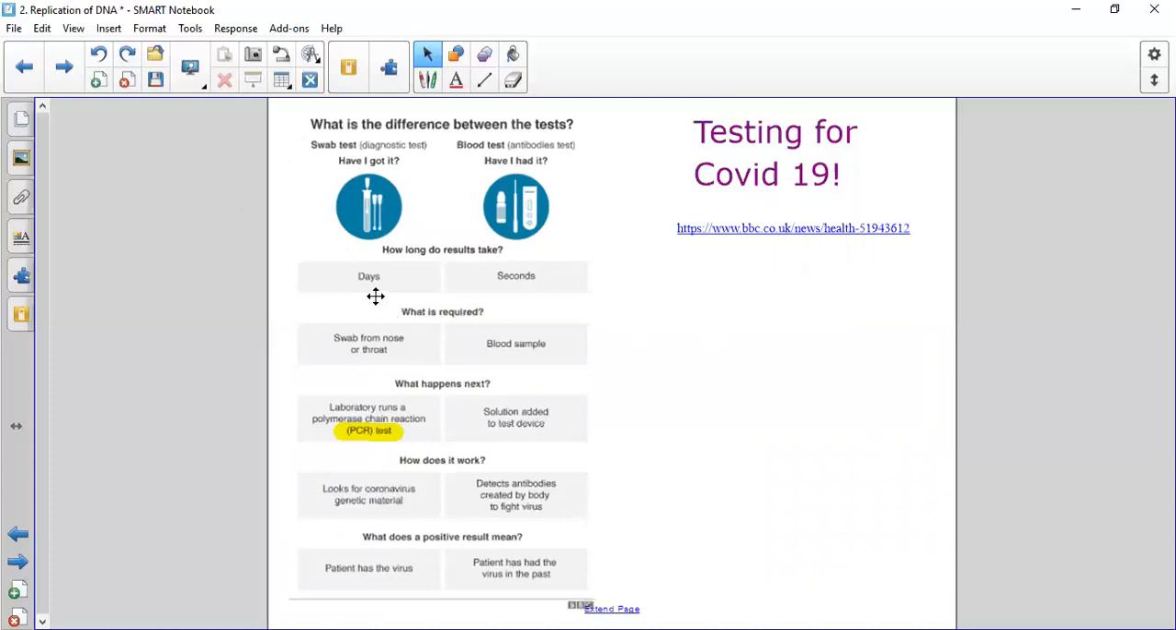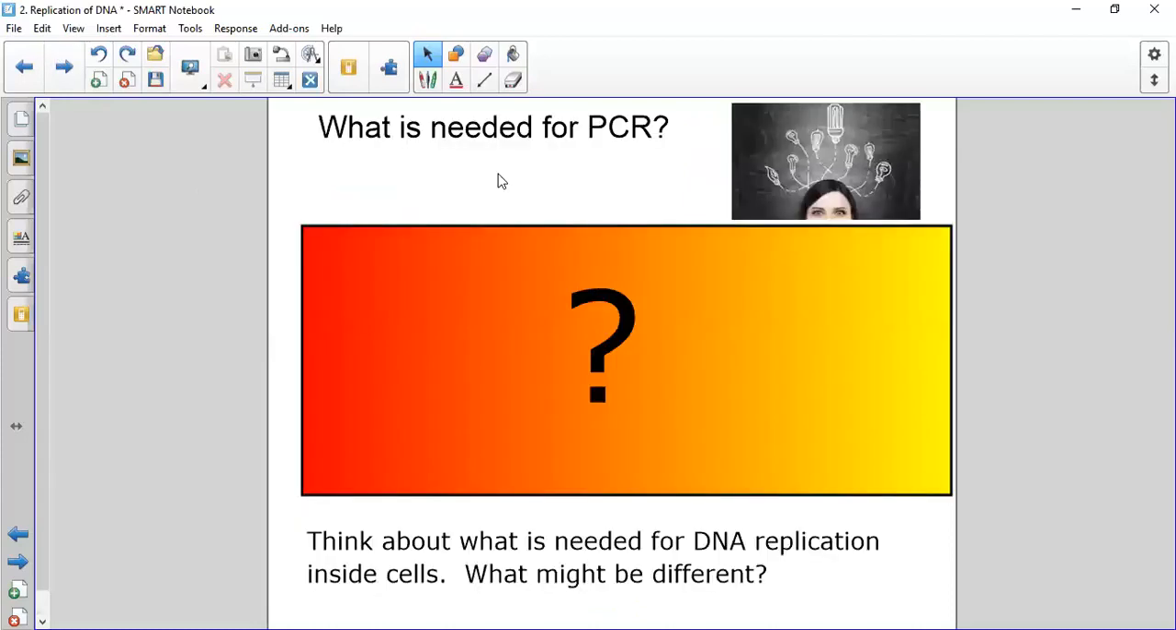And you can see they take a swab from your nose or your throat. And what do they do with that swab? Well, they put it through a PCR machine. They're looking for viral DNA. Okay, it looks for coronavirus genetic material. So it looks for the DNA of the virus. And obviously, if you've got the virus DNA in your nose or your throat, then you've got the virus. So I just thought that was quite interesting for you. Maybe not. Maybe I'm completely boring you.